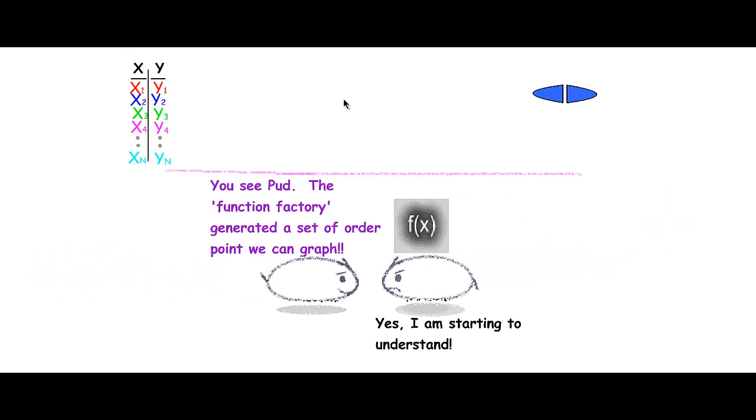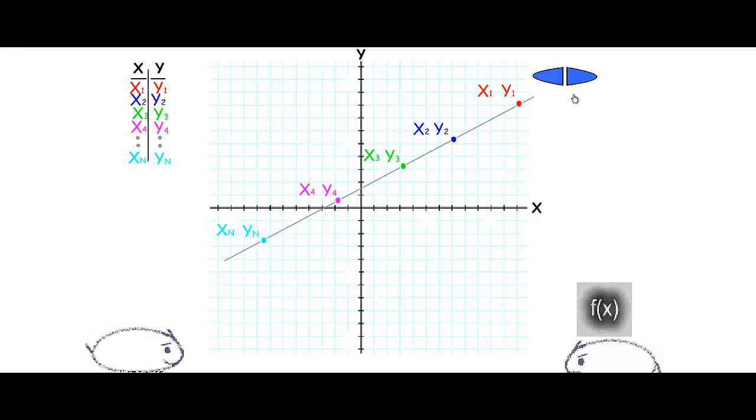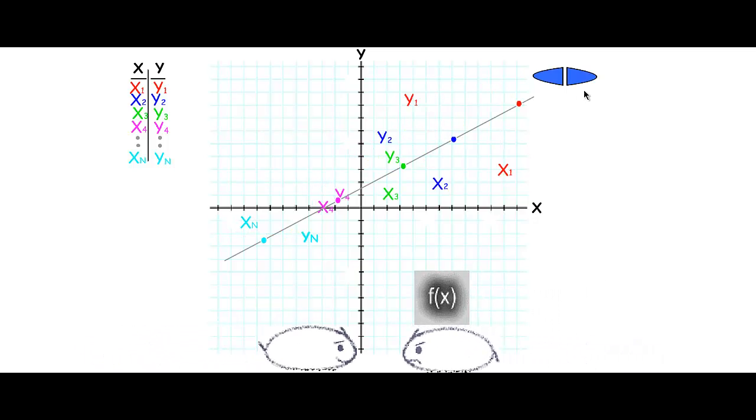So you can see a function is really a factory, and it generates a set of ordered points that can be graphed. So yes, I'm starting to be frustrated, but she's still frowning. Anyhow, we'll continue. And it says, well, look what you can do with these points. You can graph them on a coordinate. In this case, it graphs out a line.